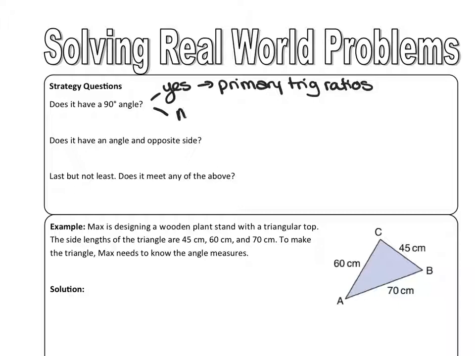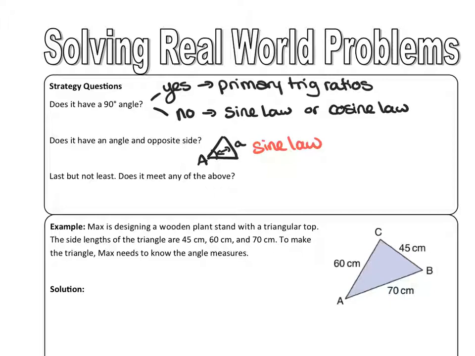If the answer is no, then it's going to be either the sine law or cosine law. So then we'll look at it and decide which one of those we are going to do. In order to figure out whether it's going to be sine law or cosine law, the next question you're going to ask is, does it have an angle and opposite side? So when you look at the triangle, did it give you the angle and the opposite side? Okay, so if it's got that in it, then you're going to say, yes, I'll use the sine law.